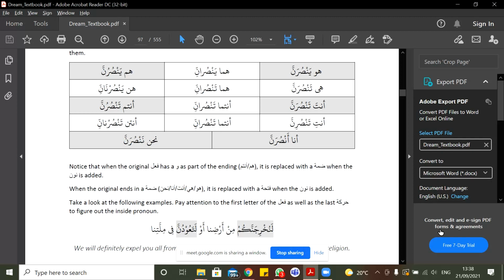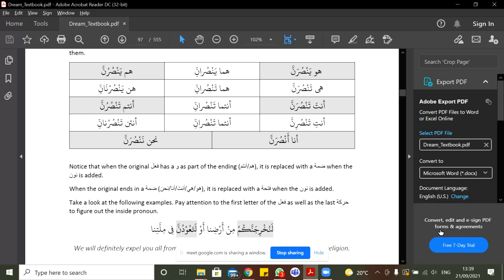Take a look at the following examples. Pay attention to the first letter of the fail as well as the last haraka to figure out the inside pronoun. La nukhrijannakum. So first tell me what is a fail, what is a maful, and what are the additional parts, if there's any maful in it. Just analyze the word لَنُخْرِجَنَّكُمْ.